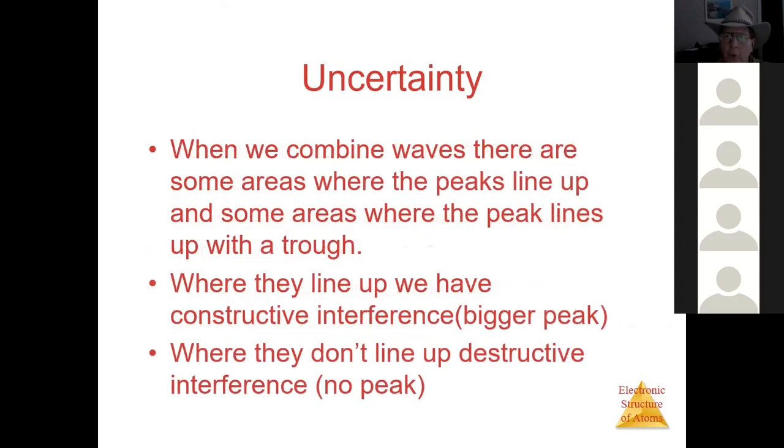Remember, when we combine waves, when the amplitudes line up, we make a bigger wave. When a crest of a wave meets a trough, they cancel out. So where they line up, we're going to get a bigger peak. Where they don't line up, we're going to get no peak eventually.